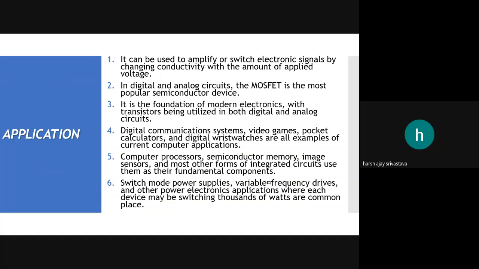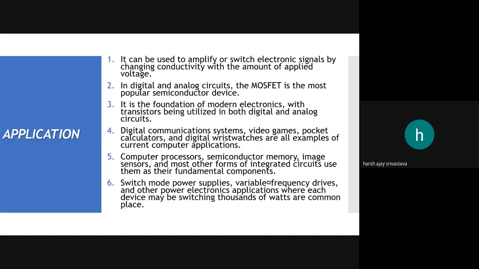And fourth is digital communication systems. If you play video games or use a pocket calculator, all of these are examples of MOS models. And the fifth one is that computer processors, semiconductor memories, image sensors and most other forms of integrated circuits use them as their fundamental component in MOS modeling, the use of the MOSFET.